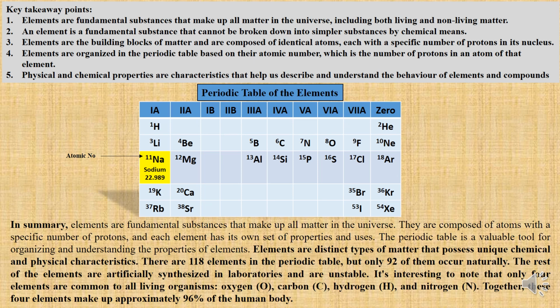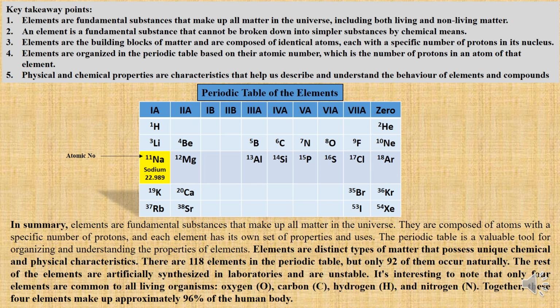And finally, in summary, elements are fundamental substances that make up all matter in the universe. They're composed of atoms with a specific number of protons, and each element has its own set of properties and uses. The periodic table is a valuable tool for organizing and understanding the properties of elements. Elements are distinct types of matter that possess unique chemical and physical characteristics.